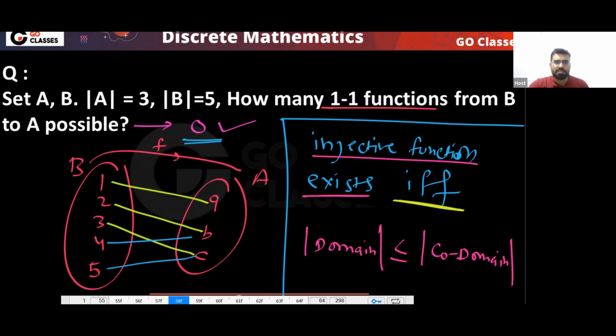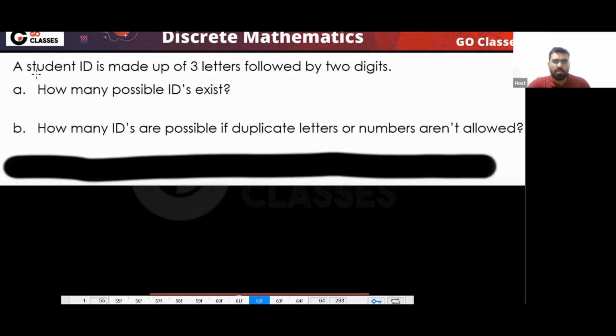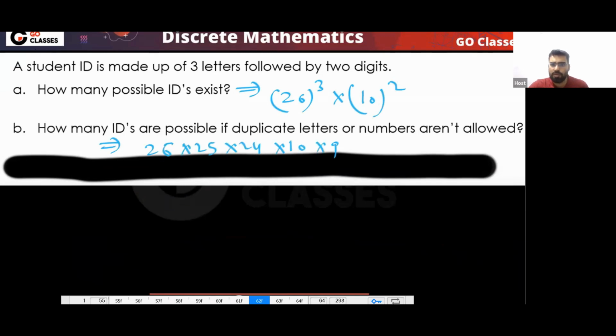So tell me the answer for this question. How many student IDs with 3 letters followed by 2 digits are possible? That will be 26 power 3 multiplied by 10 to the power 2. And if duplication is not allowed, then it is 26, 25, 24, 10, 9.